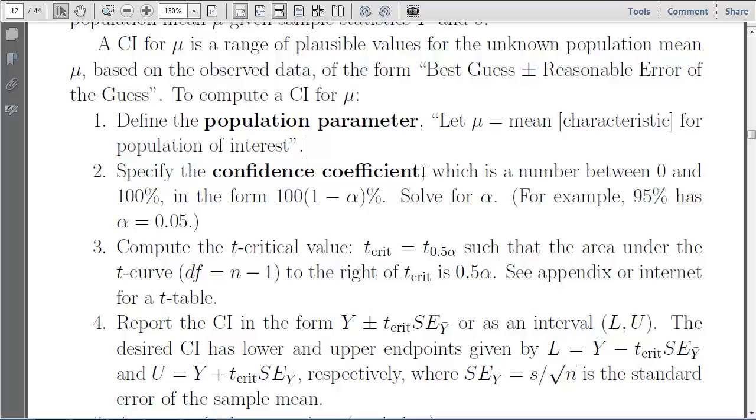Then we want to specify the confidence coefficient. So typically alpha is going to be 0.05, and therefore we're going to have a 95% confidence interval.